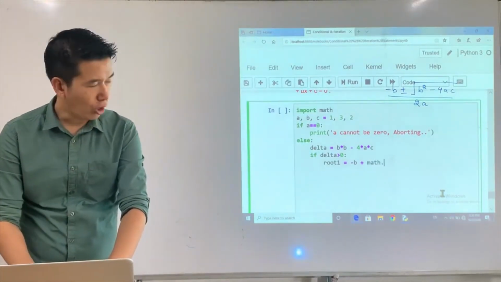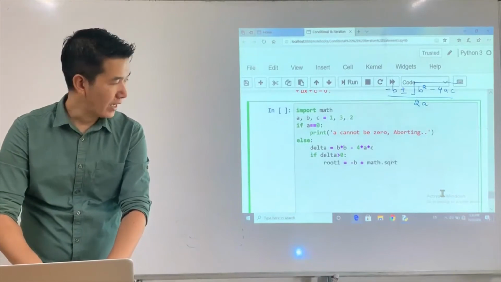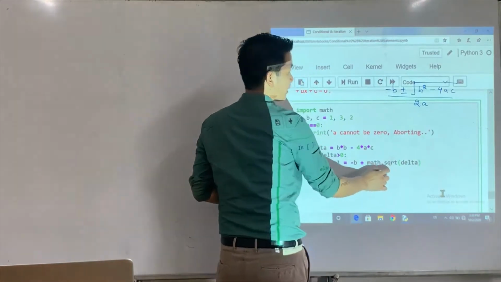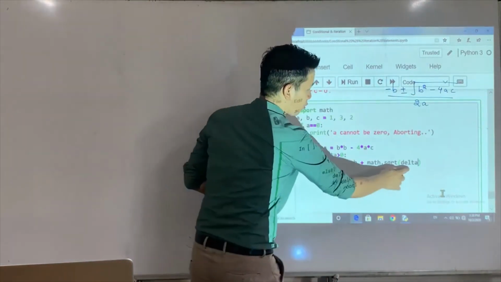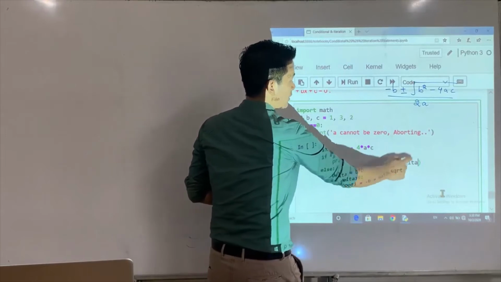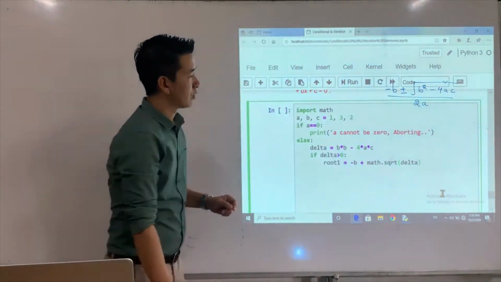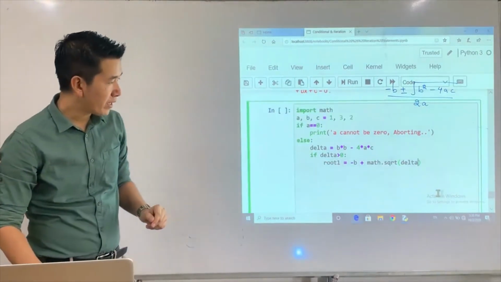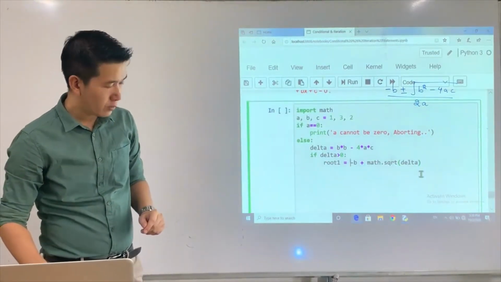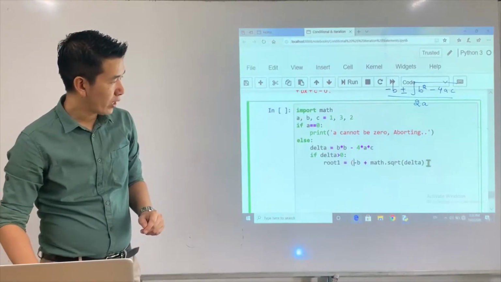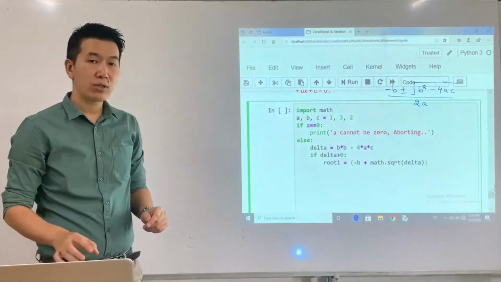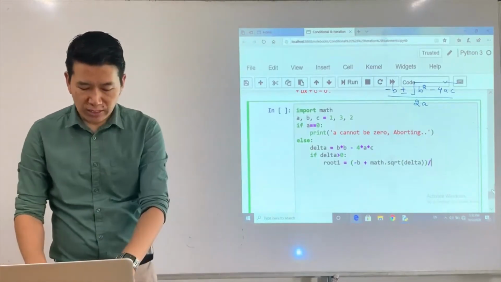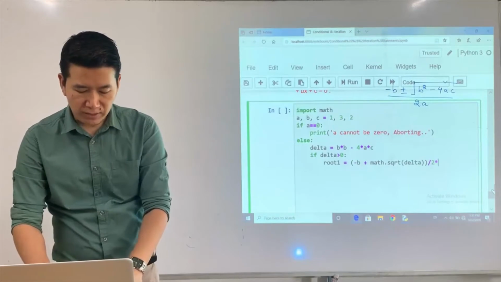So math dot square root. And then I write here delta, okay? So this math dot square root is a substitute for the square root. And then you have delta, the value of delta is b square minus 4ac. The whole thing should be divided by 2 times a. So be careful. You'll have to use the bracket to enclose the entire numerator. Otherwise, the calculation may go wrong. Be careful. And then divide it by, do not leave it like this, 2 multiplied by a.